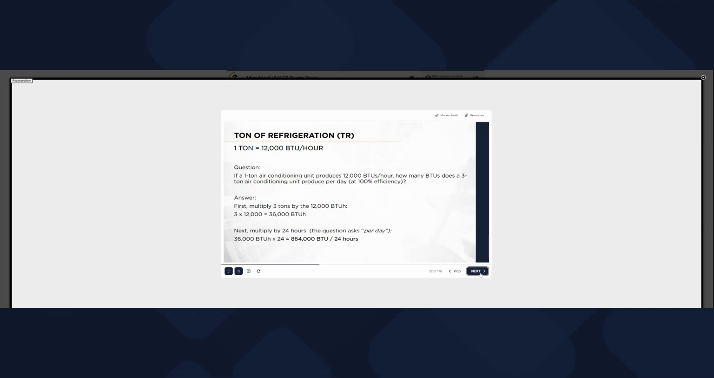If a 1-ton air conditioning unit produces 12,000 BTUs per hour, how many BTUs does a 3-ton air conditioning unit produce per day at 100% efficiency? To solve, first multiply 3 tons by the 12,000 BTUH. 3 times 12,000 equals 36,000 BTUH.